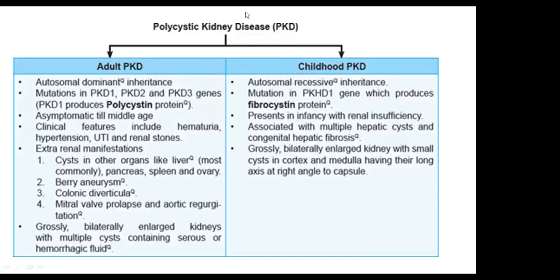Let's talk briefly about polycystic kidney disease. We have childhood polycystic kidney disease, usually autosomal recessive, with a mutation in this gene which is shared between the liver and the kidney. So it's usually associated with a kidney problem, Caroli disease. It usually presents in infancy with renal insufficiency associated with multiple hepatic cysts and congenital hepatic fibrosis. Grossly, there are enlarged bilateral kidneys with small cysts in the cortex and medulla having their long axis at right angles to the capsule. While autosomal dominant is more adult onset, in middle age, presenting with hematuria, hypertension, UTI, and even renal stones, and usually has an association with berry aneurysms and mitral valve problems.